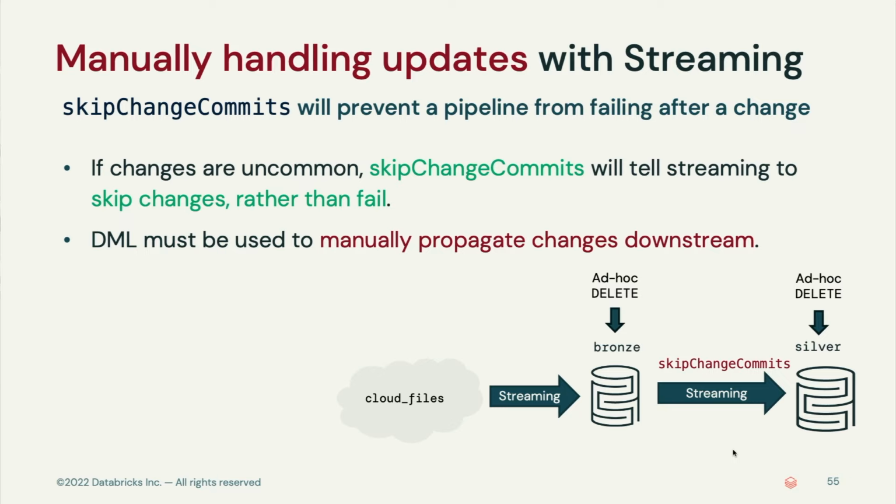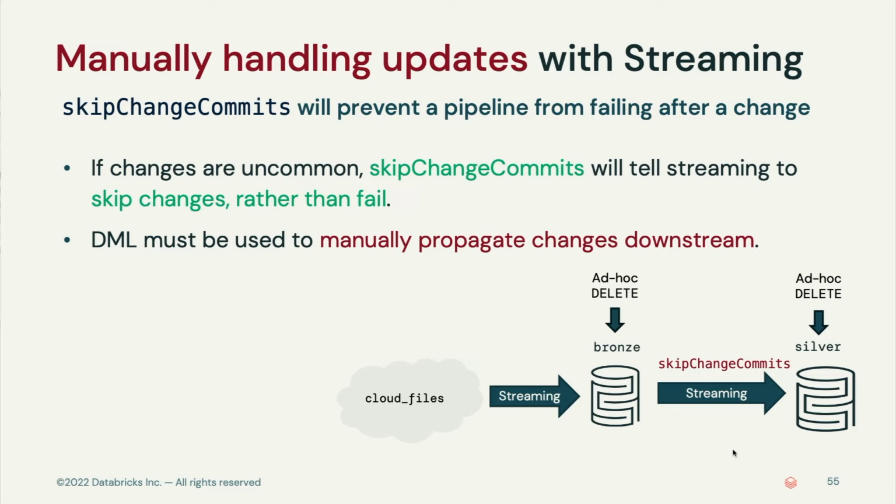Ignore those changes. I will propagate them manually. So streaming will do what it does best. It will propagate those appends down. And this is like a GDPR example. I have to delete from my bronze, and I also have to delete from my silver when I'm using this option. So this is great, again, when you have massive tables and you can never afford to recompute.